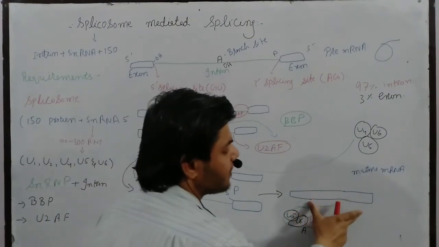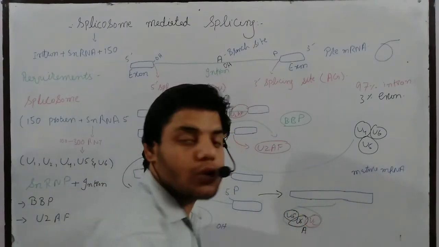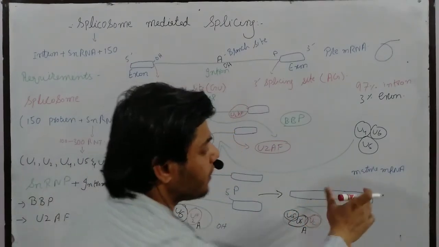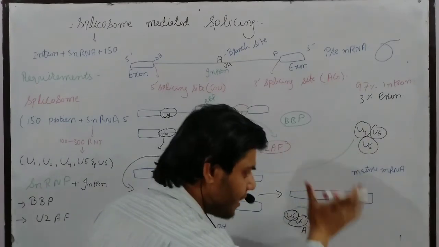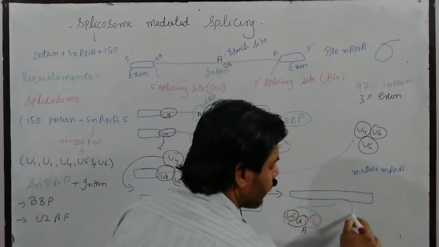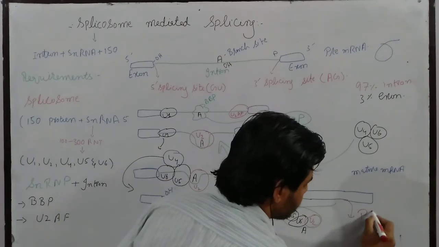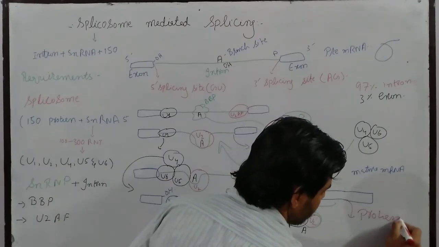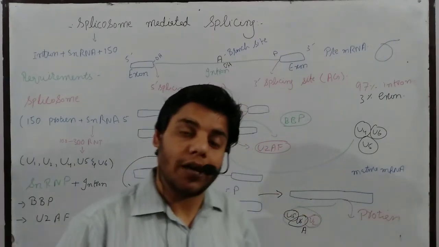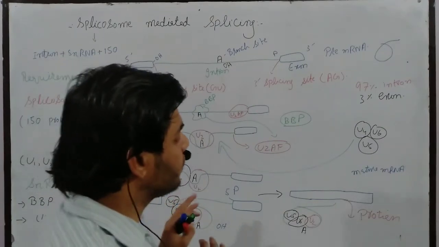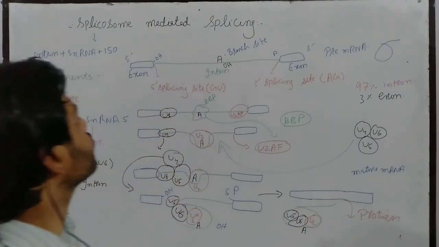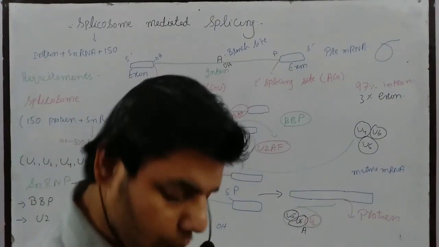Now let's suppose it leaves the nucleus and is transferred into the cytoplasm. So let's suppose this is the cytoplasm area. Inside the cytoplasm, it will give rise to protein. After that we will get the protein. So this is all about the spliceosome-mediated splicing process.